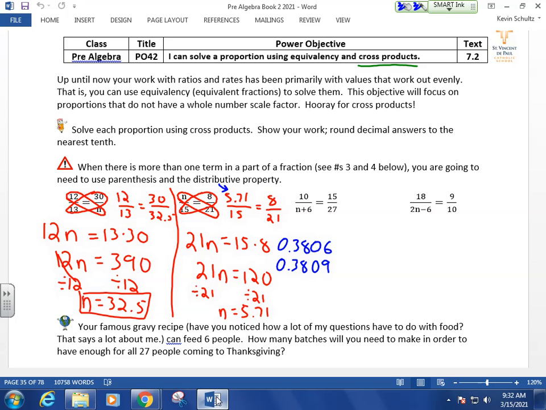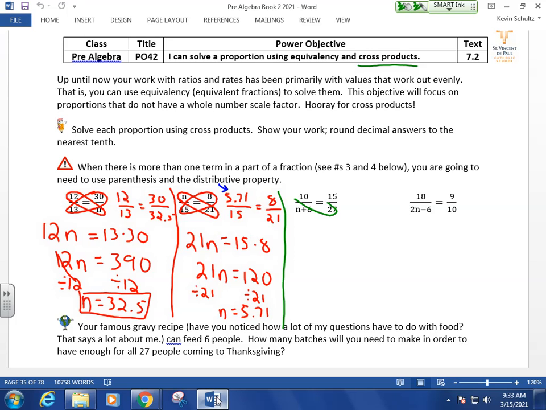All right, that third one there. What's different about this third one that we didn't have in the other two? What looks different about that third one that was not present or we didn't have in the first two? Yeah, Aiden. After you find the n, you're gonna add 6 to it. We've got other stuff going on here, right? It's not just n by itself in the numerator or the denominator of a fraction. It's n plus 6. Our process for cross products, though, doesn't change.